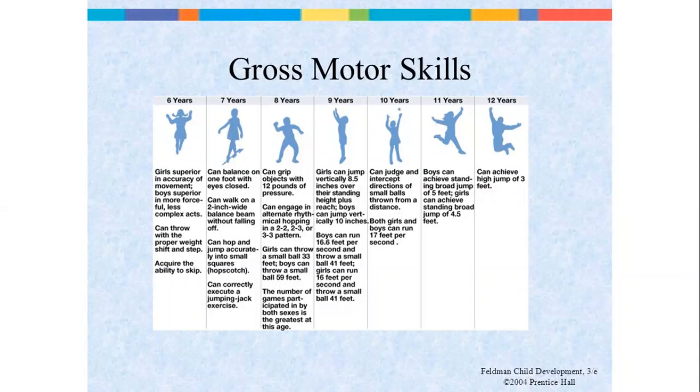Then if you go over to age 10, you can see that they can intercept directions of small balls, throw from a distance, and that they can run a certain speed. And then you can see at 12 years old, they should be able to achieve a high jump of 3 feet. And so that just kind of shows you some of the physical growth, some of those motor skills that are being developed as the child ages.